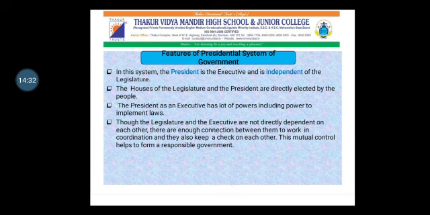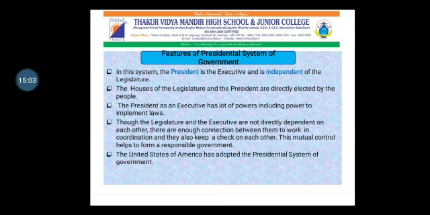Still, there are enough connection between them to work in coordination and they also keep a check on each other. They do their work with their pace, but they also coordinate with each other. They also keep control on each other, directly or indirectly. Okay? But simultaneously do their work. So, this mutual control helps to form a responsible government.